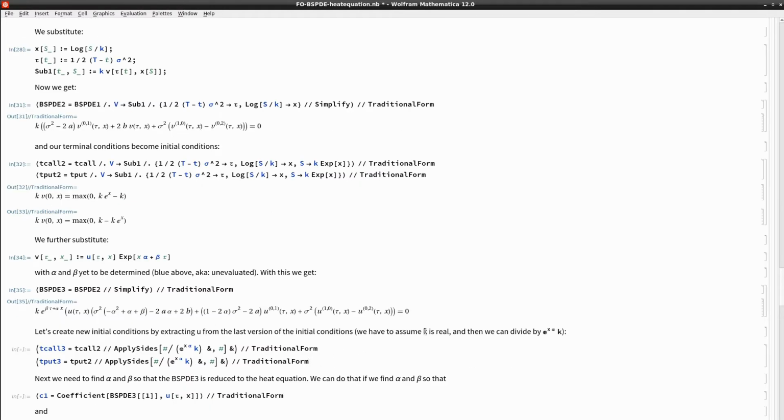But we can make big progress if we now create new initial conditions by extracting u from the last version here, that is BSPDE 3, and the initial conditions. So we have to make some additional assumption now. We assume the strike is real and larger than 0. It makes no sense to have stock price strikes that are negative, and the exponential function is always larger than 0. So that means we are allowed to perform this division. We can take both sides of the equation and divide by e to the x alpha times K, right?